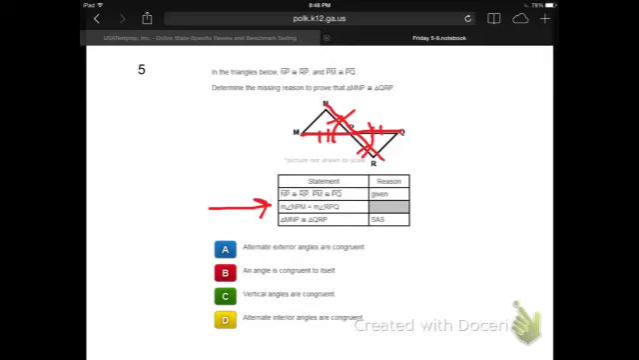So I have to find out, are those alternate exterior angles? No. Is it an angle congruent to itself? Those are two different angles, so no. Are they vertical angles? Yes. So the correct answer for number 5 is C.